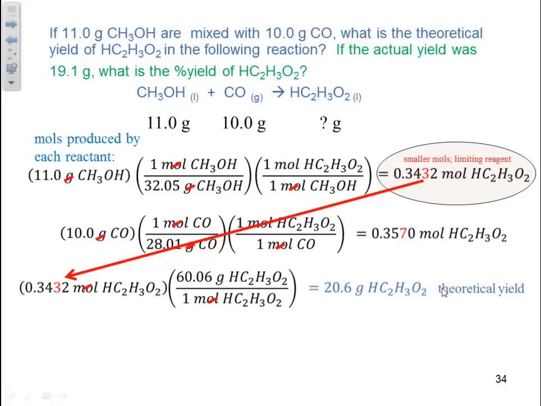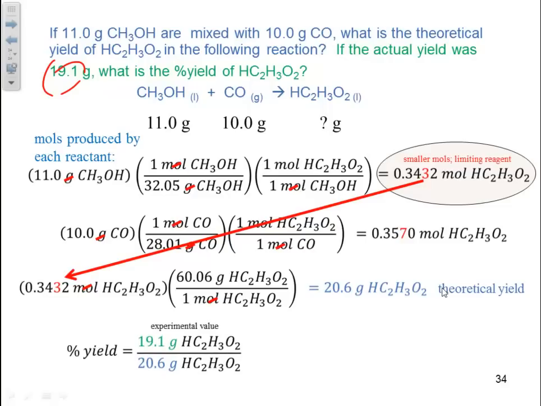But experimentally, we went through it and we got our end product, we weighed it, and we only got 19.1 grams. So we need to figure out now what is our percent yield in this reaction. Percent yield will be my 19.1, which is my experimental value, divided by my 20.6, which is my theoretical, my calculated value, times 100, which tells me I got 92.7% yield. Homework 25, or a question similar to this.